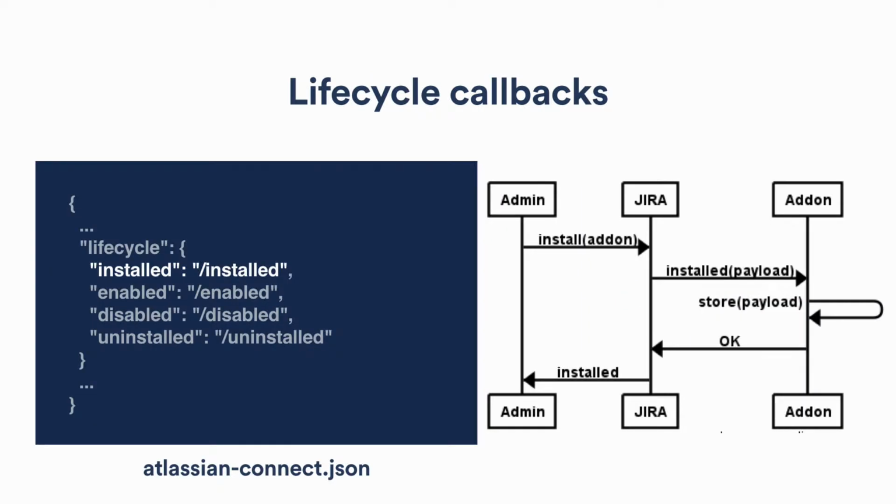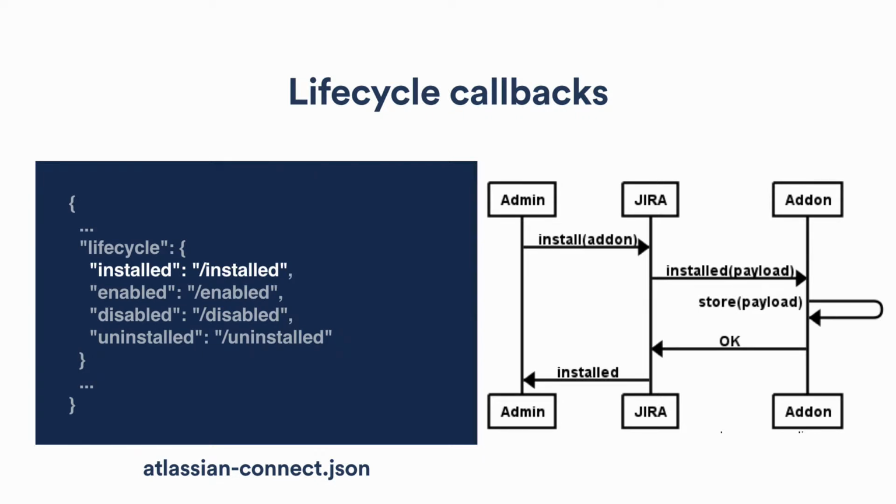All right, so let's drill down on the lifecycle callbacks. In Atlassian Connect descriptors, that's specified under this lifecycle section. There are 4 different kinds of lifecycle events that you can listen to, but only installed has this special significance about establishing the shared secret. So it's the one you really have to pay attention to.